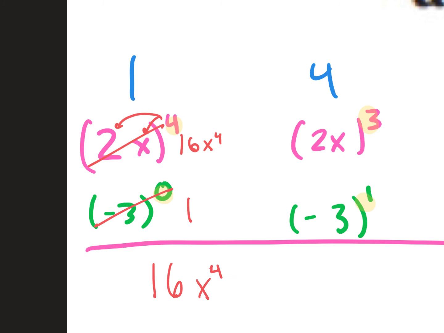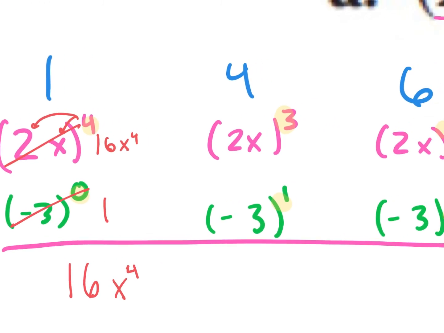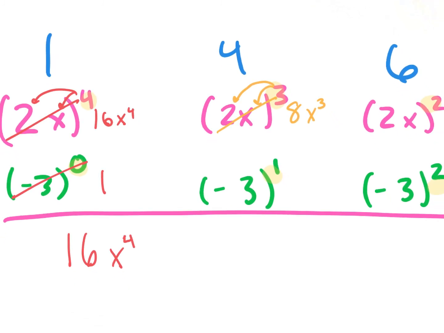Our next column, we have 4 times 2x cubed. So that cubed gets distributed to the 2 and the x. So what's 2 cubed? 8. So this is 8x cubed. And then negative 3 to the first power is just negative 3. So it's 4 times 8x cubed times negative 3. What is it? Negative 96x cubed.